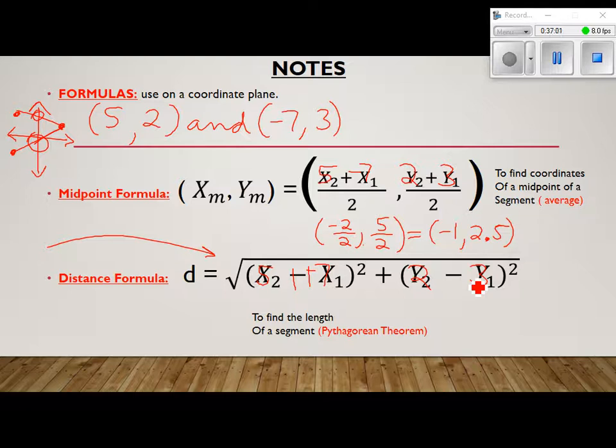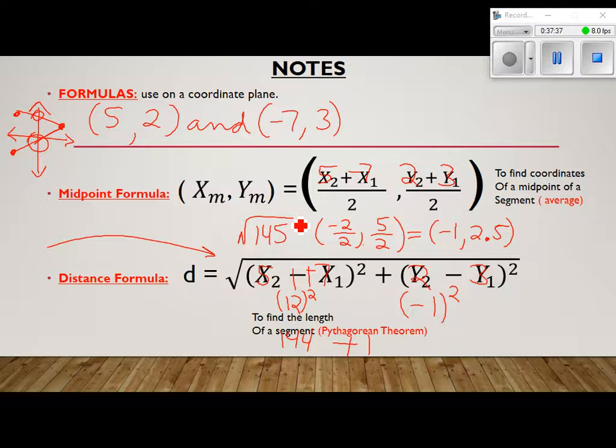The parts I do in my head, I do this. 5 plus 7 is what? 12. And you're going to square that. 2 minus 3 is -1, and you're going to square that. What is 12 squared? 144. 144 plus, what's -1 squared? +1, and then I add those two. That's 145, and the only thing I do in the calculator, because I can't take a square root in my head, is figure out what the square root of 145 is.